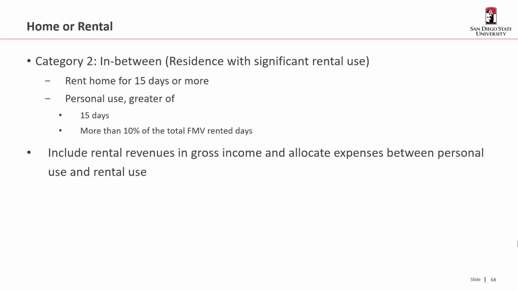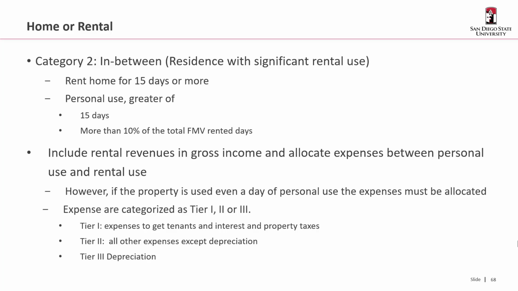So what's so significant about the in-between category? Well, number one is you include all the revenue in your gross income. You are also required to allocate your expenses between personal use and rental use. If the property is used for even 1 day of personal use, those expenses must be allocated. Of course, it needs to be used for more than 1 day because you're trying to slot into the in-between category anyway, right? Which requires more than 15 days or more than 10% of the fair market value rented days, whichever is greater. So when we do this allocation, we're going to categorize the expenses associated with the dwelling into Tier 1, Tier 2, and Tier 3 expenses.